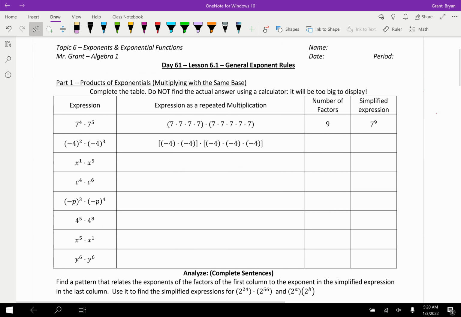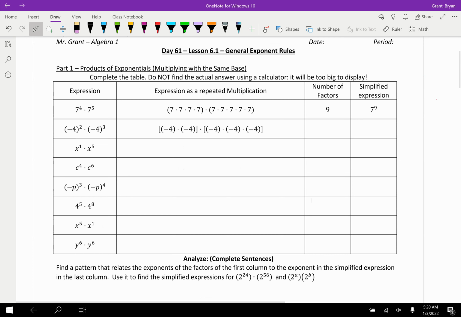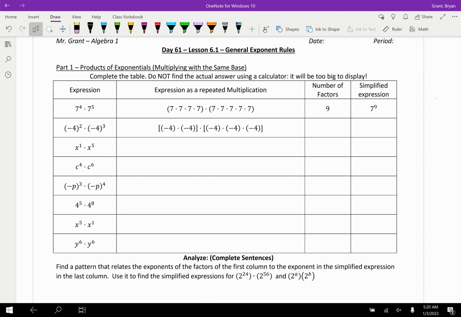We are on lesson 6.1, which is general exponent rules. We're actually spending 3 days on general exponent rules. This first lesson, though, covers some very basic exponential rules. You might not even remember what an exponent is, so we're going to start with that. Our first rule that we're going to learn is about products of exponentials. We need to remember that the word product means multiply. And we're going to be multiplying exponentials with the same base.